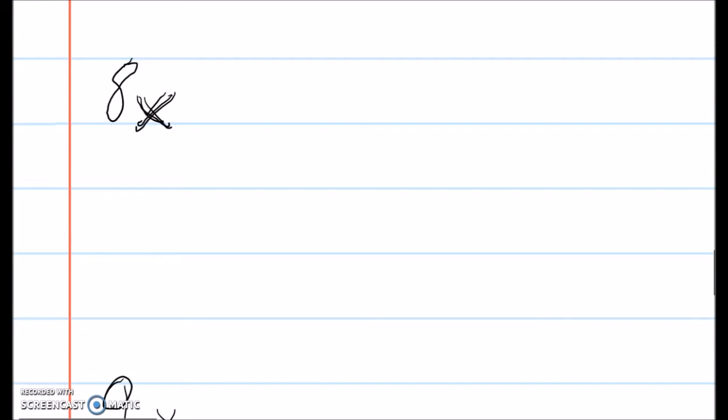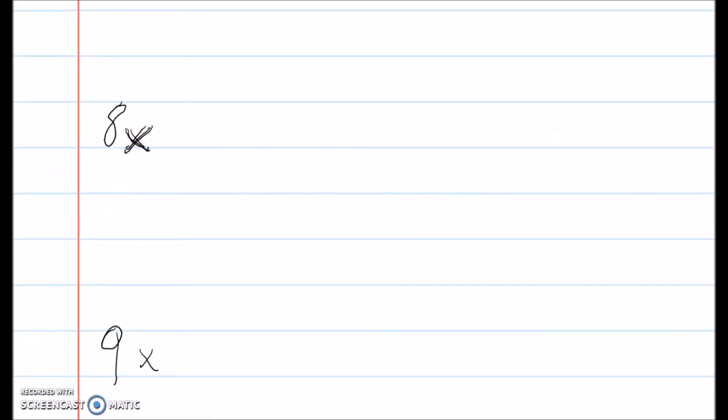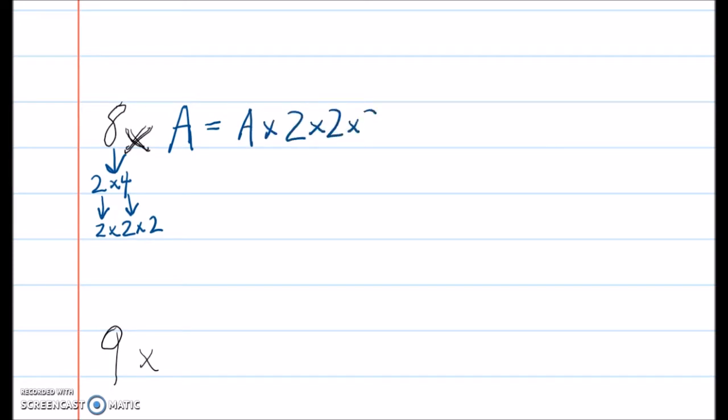Okay, and so for 8 times anything, I remember that 8 is 2 times 4, and 4 is 2 times 2. So 8, indeed, is then 2 times 2 times 2. So A times 2 times 2 times 2 is the same thing as 8 times A.